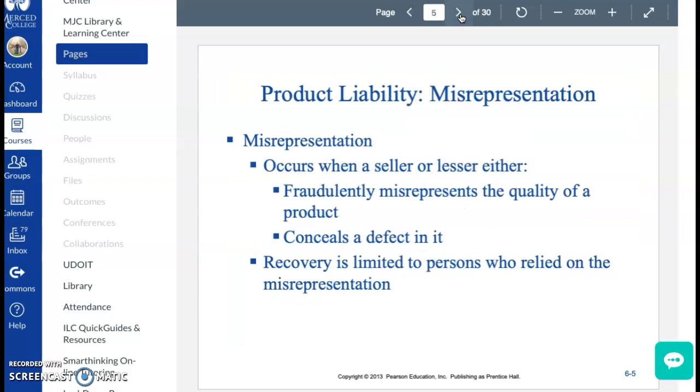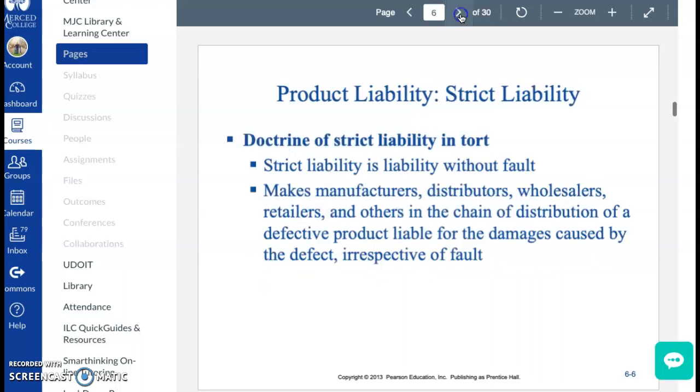Now, looking at misrepresentation, this is a little bit different in the context that it's held out to do something it does not, or it conceals a defect in it. Recovery is limited to the person who relied on the misrepresentation. So, for instance, if you purchased a pair of shoes to, say, walk through hot coals, I don't know why you would do that, but let's say you do that. And the shoes are actually flammable, so when you step in hot coals, they light your feet on fire. Now, if an individual didn't buy them to walk through hot coals, simply bought them because of their appearance, they would not be able to sue for misrepresentation because they didn't use them for that actual purpose.